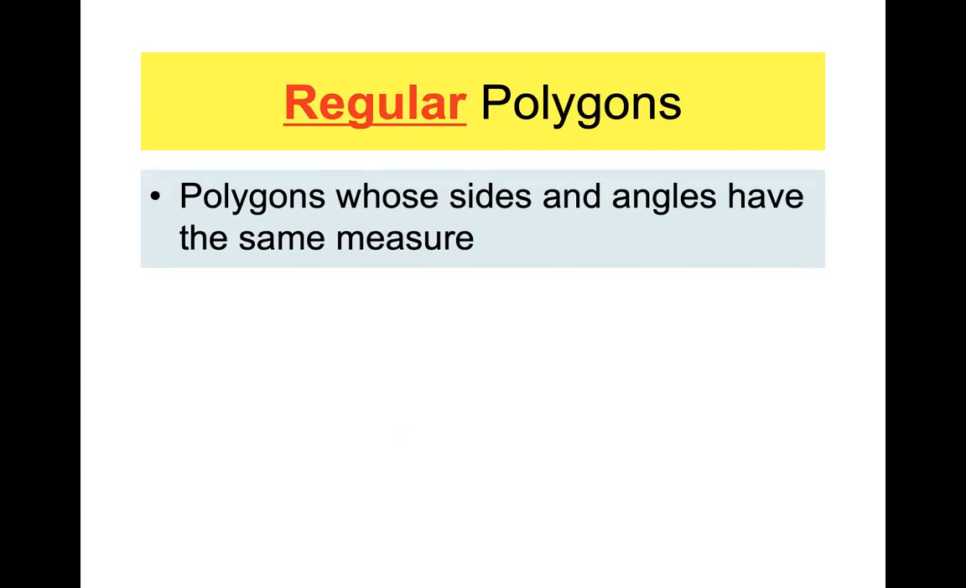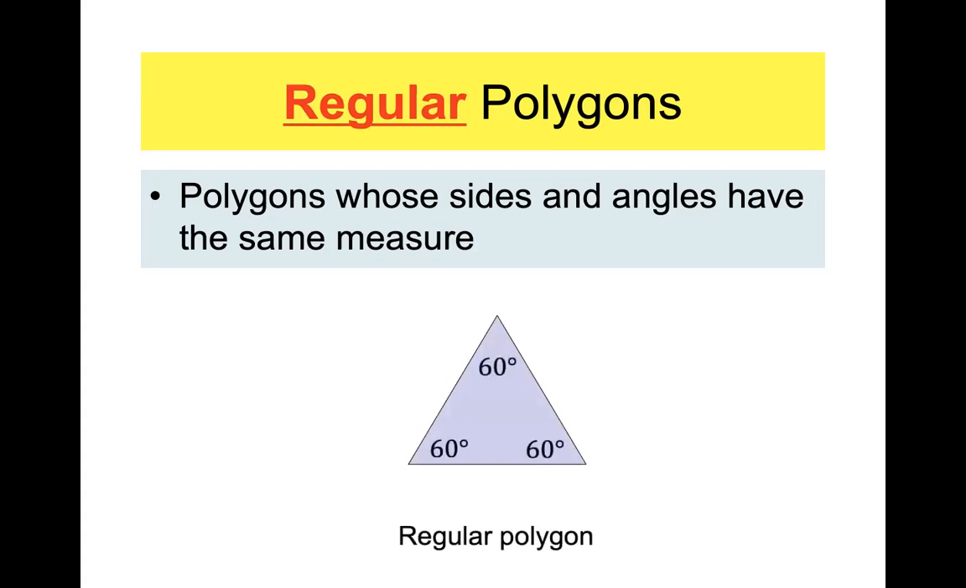And then it also has a second statement. It says that all the angles have the same measurement. Now, a lot of people, when they read this definition, think that the sides have to have the same measurement as the angles. That's not what it's saying. It's simply saying, I'll use a triangle, for example, that if it's a regular polygon, all the angles are the same measurement and all the sides are the same measurement. And that's what makes it regular. And today, we'll be doing areas of regular polygons.